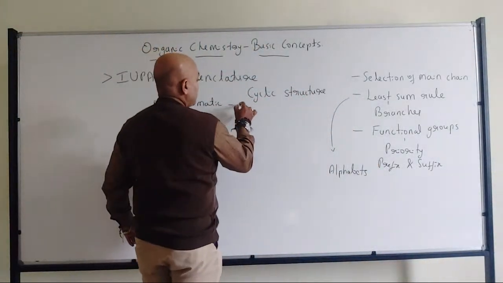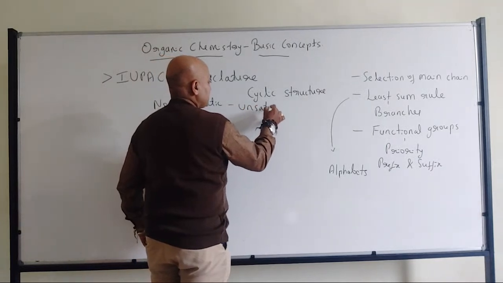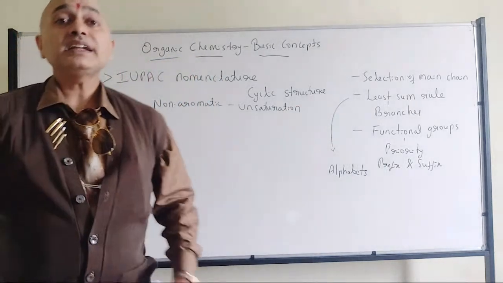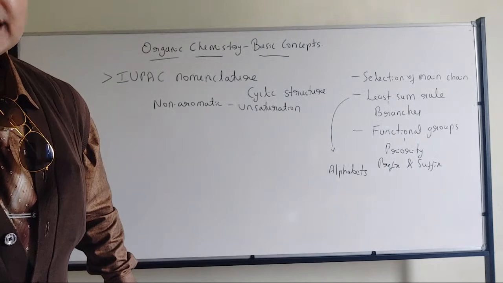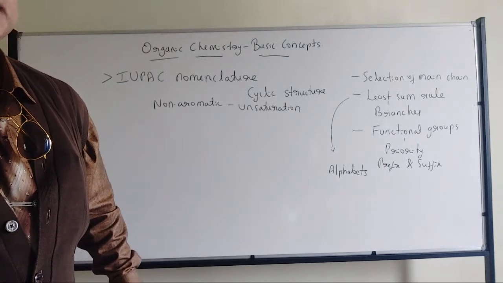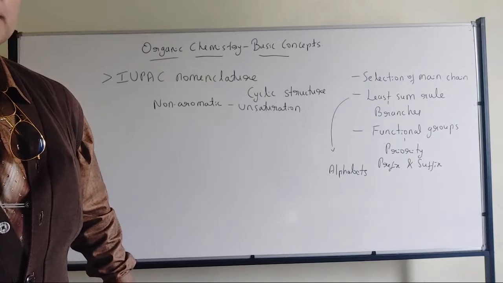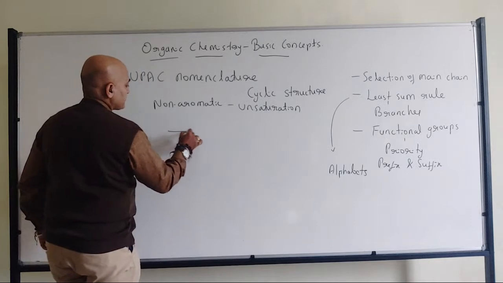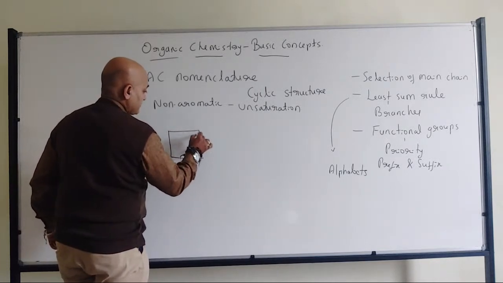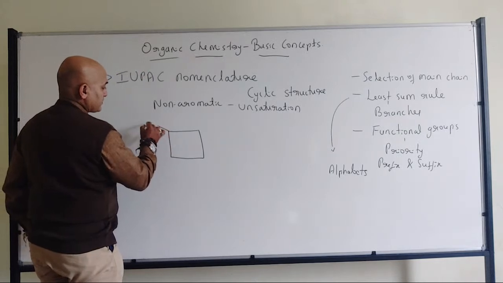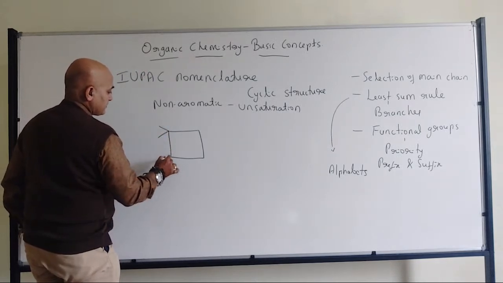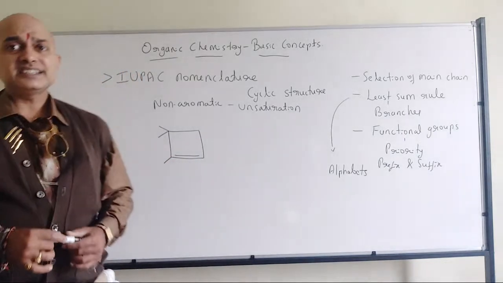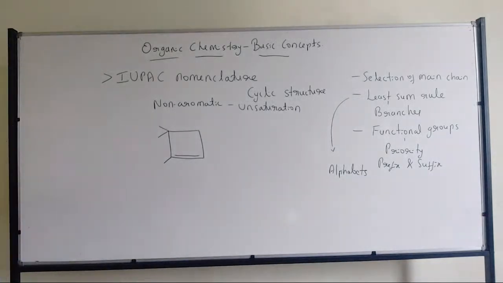Now we will go with the cyclic structure, non-aromatic but having unsaturation. Naturally there should be the presence of a double bond. A triple bond cannot be present in a cyclic structure, so we have to discuss the double bond. So now, when I am talking about the double bond, I will take one molecule. Now this is the line structure.